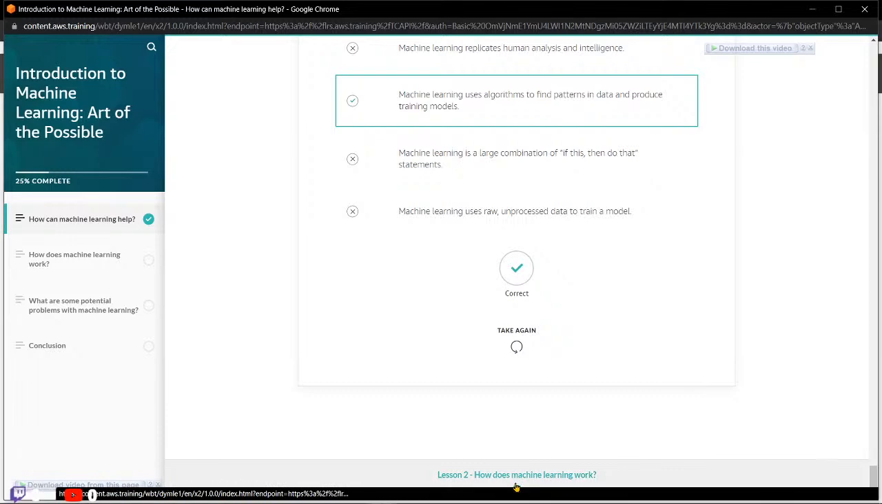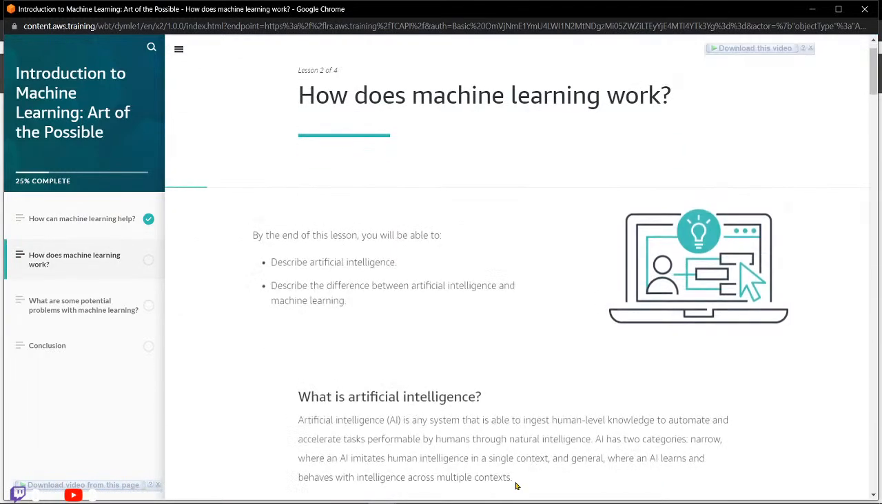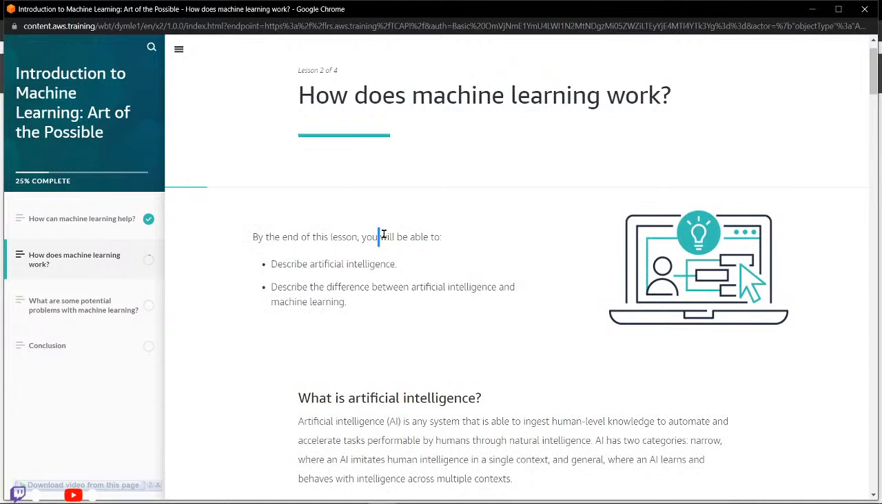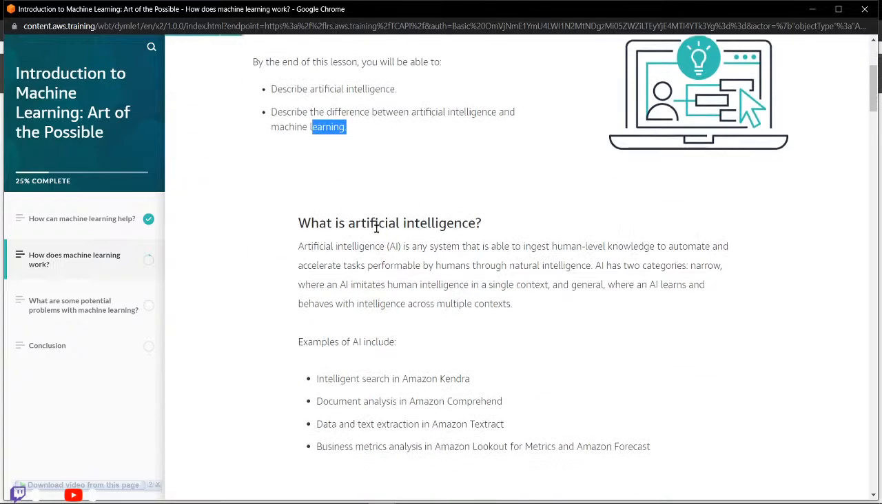So now lesson 2: how does machine learning work? By the end of this lesson, you will be able to describe artificial intelligence and the difference between artificial intelligence and machine learning. Artificial intelligence is any system that is able to ingest human-level knowledge to automate and accelerate tasks performable by humans. Through natural intelligence, AI has two categories: narrow, where an AI imitates human intelligence in a single context, and general, where an AI learns and behaves with intelligence across multiple contexts.